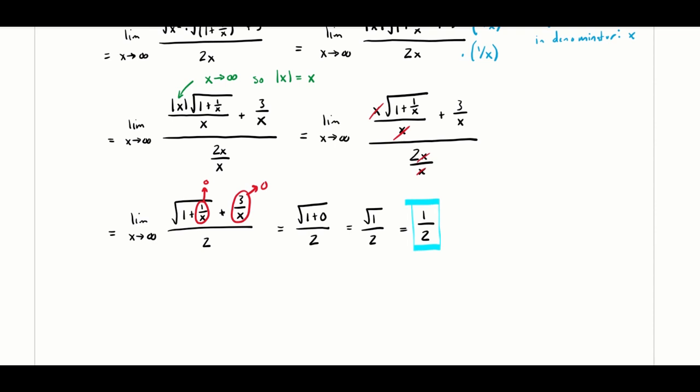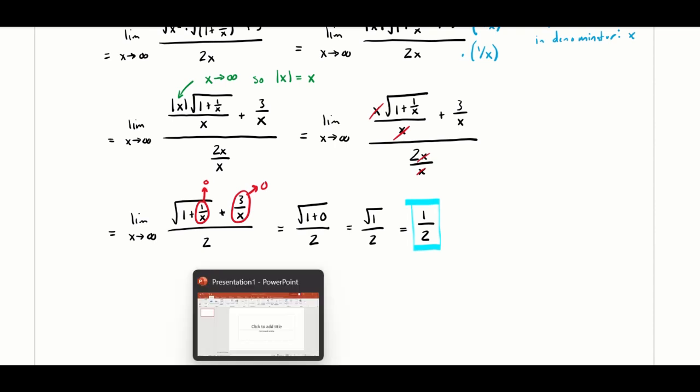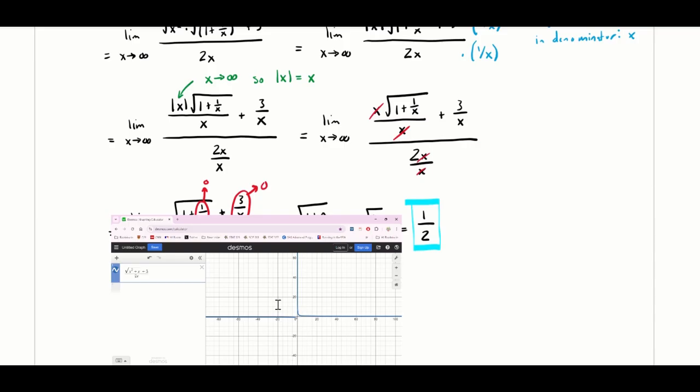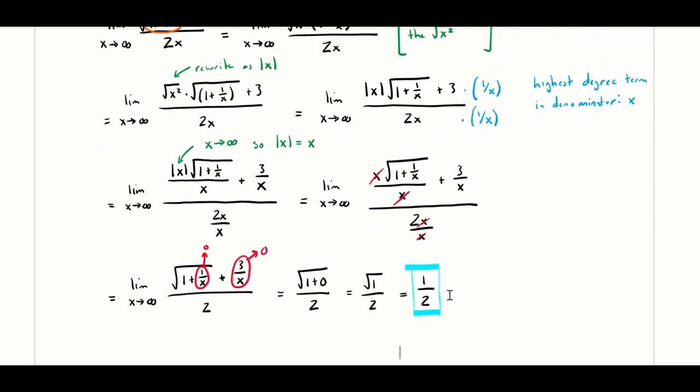So this sort of thing you're not going to run into a lot, but it is a worthwhile technique to know, because sometimes the sign of your limit is going to depend on the sign of the infinity that you're heading towards, whether it's increasing without bound in the positive direction or increasing without bound in the negative direction.